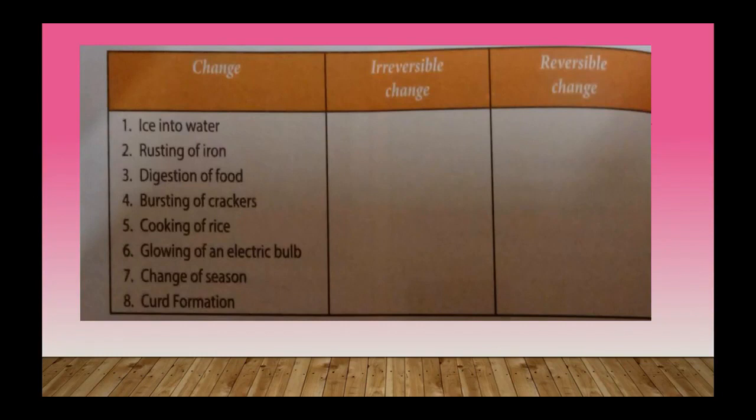So the unit comes to an end. We discussed the book back questions also. We discussed the content present in the unit, and I hope I covered all the topics in it. It is a very easy unit, one of the easiest units in 6th standard. If you are going to write whether it's a physical change or a chemical change, or if they ask reversible or irreversible, you want to write reversible or irreversible.